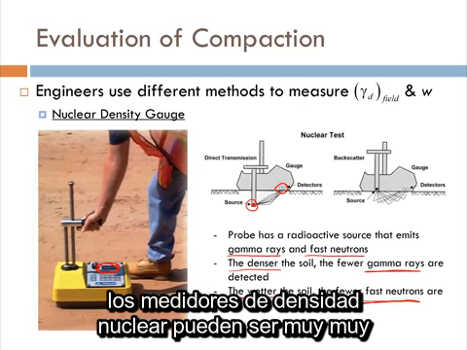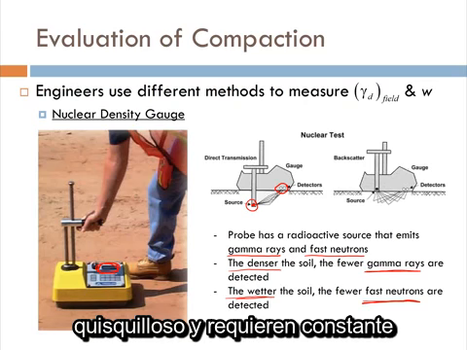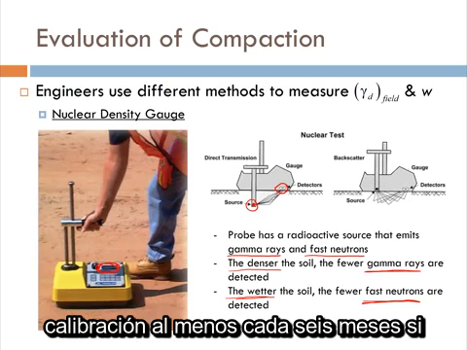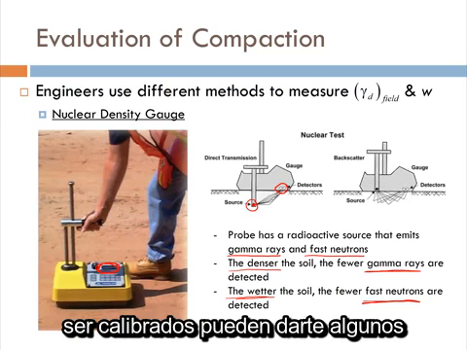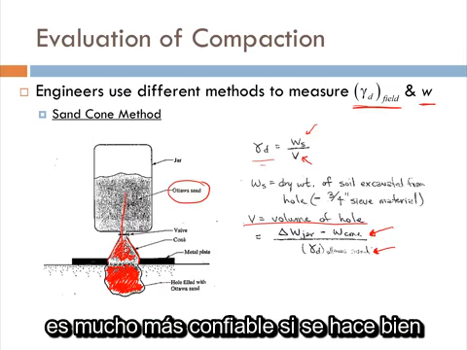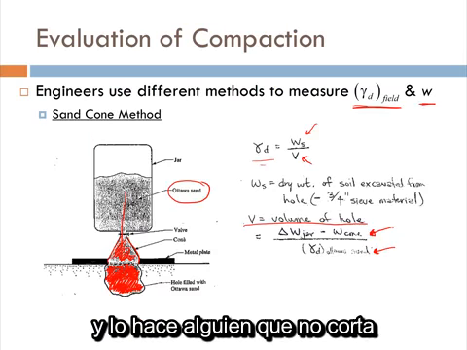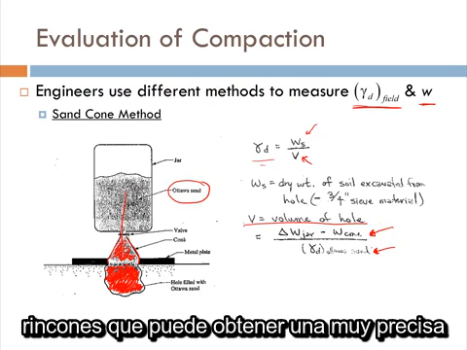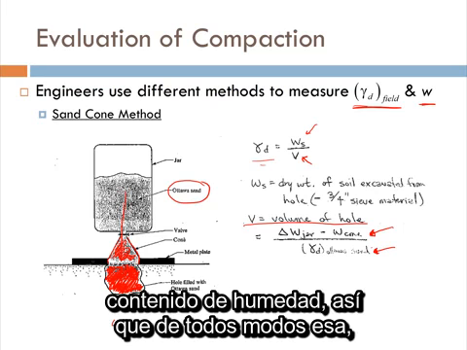Nuclear density gauges can be very, very finicky, and they require constant calibration, at least every 6 months. If they go more than 6 months without being calibrated, they can give you some really wacky results. The sand cone method is much more reliable. If it's done right, and it's done by someone who doesn't cut corners, you can get really precise dry densities and moisture contents in the field.